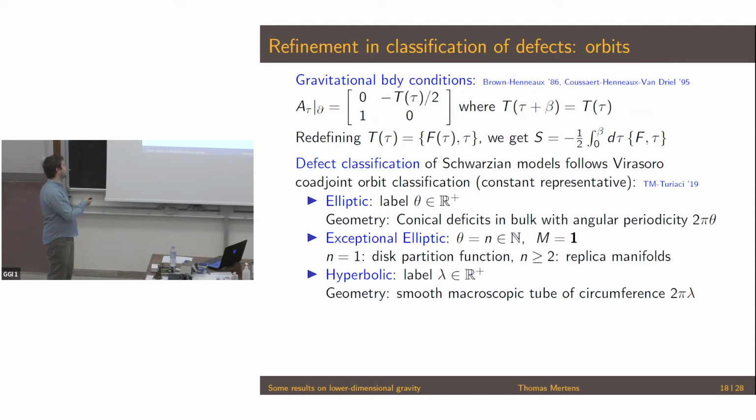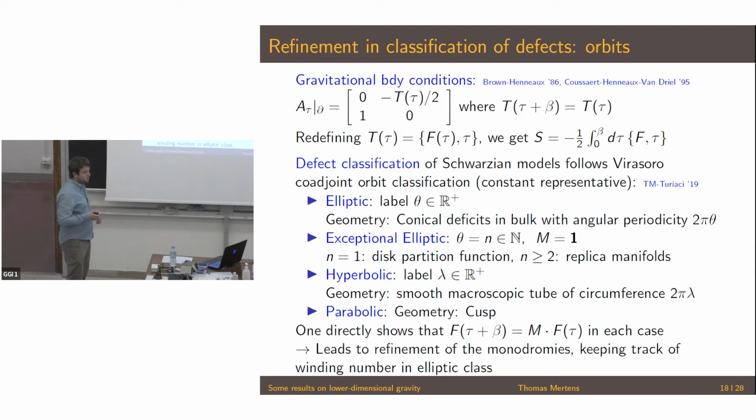They are labeled by a positive real number lambda, and they correspond geometrically to a macroscopic tube of a geodesic circumference 2 pi lambda. And there's a parabolic case, which is sort of like the case in between elliptic and hyperbolic, and this corresponds geometrically to a cusp.